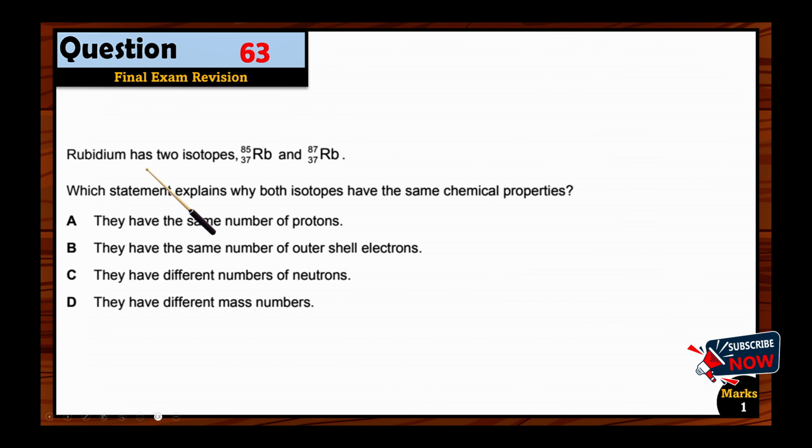Question 63. Rubidium has two isotopes. Which statement explains why both isotopes have the same chemical properties? So now you can see that they are asking this question again and again, and I have collected these questions from different past papers, and they are repeatedly asking the same question, just changing the words. And for same chemical properties, you just have to remember the hint, that is electrons, and especially the outer shell electrons, okay? So you can see the same number of outer shell electrons. So option B is right.